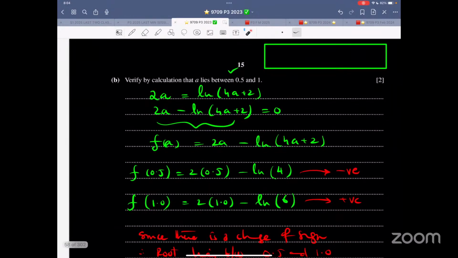Verify by calculation that this root lies between such and such. It is necessary. Again, I need to show something.